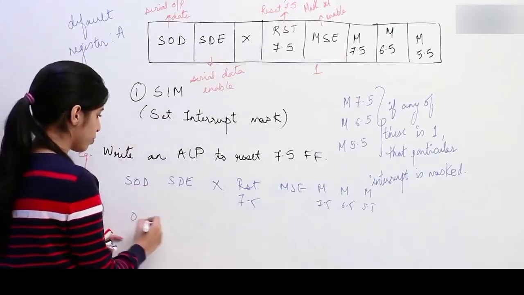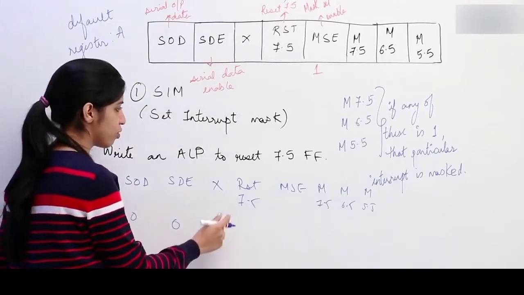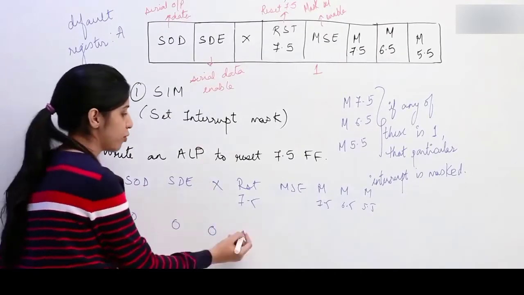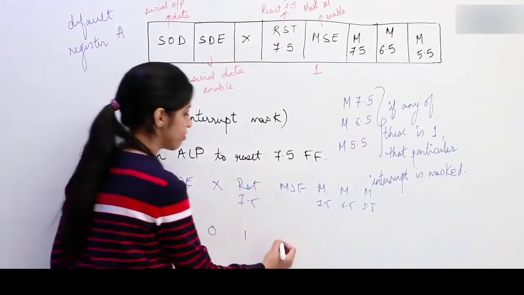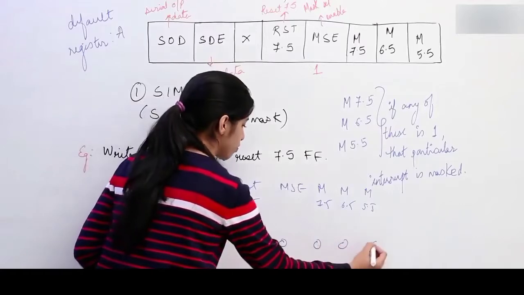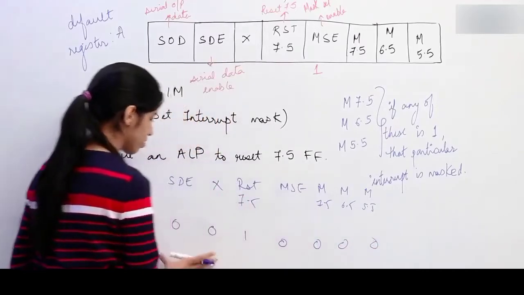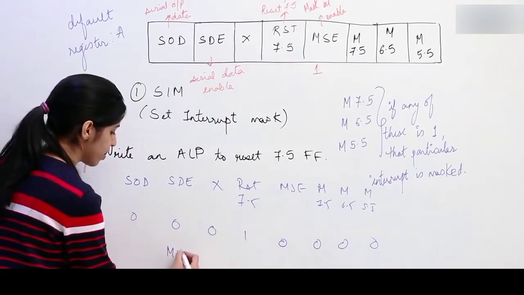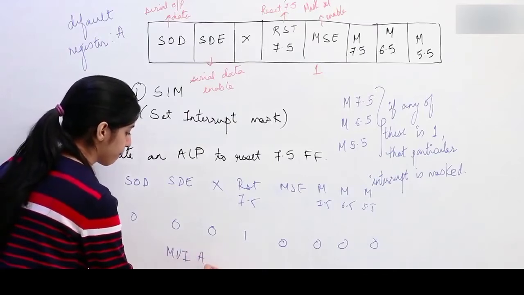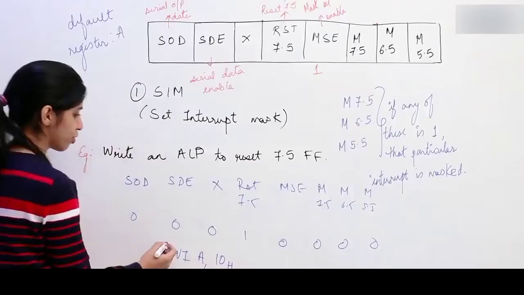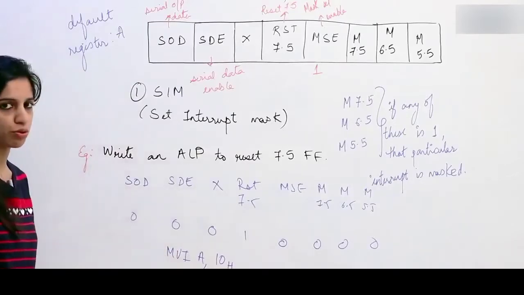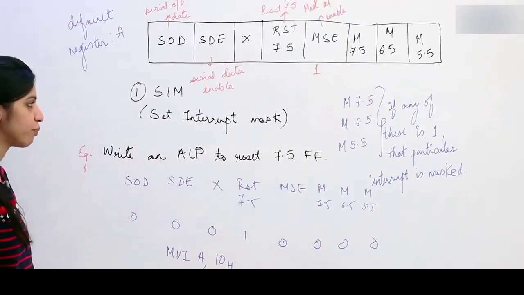See, serial output, serial data, all this is going to be 0. We need to reset 7.5 flip flop, so this is going to be 1. I do not need to mask any of the interrupts, so I am going to take this 0, 0, 0, 0. So these represent 0, this represents 1. So what I am going to do is MVI A, 10H and after that SIM. This is going to be the simple instruction that you need to do to reset the 7.5 flip flop.